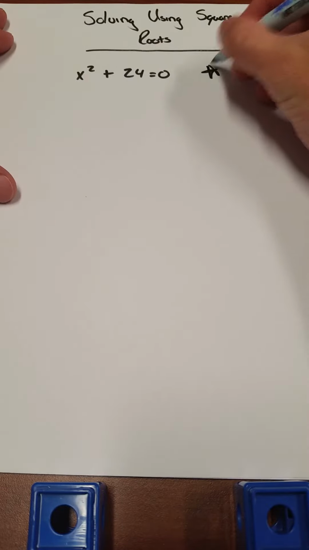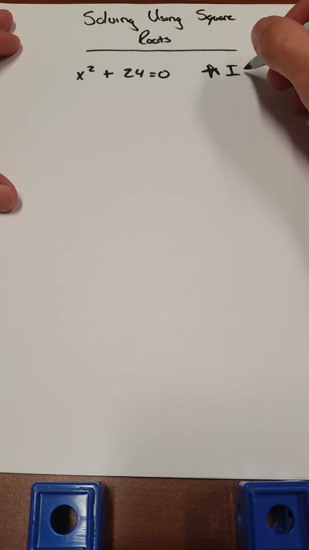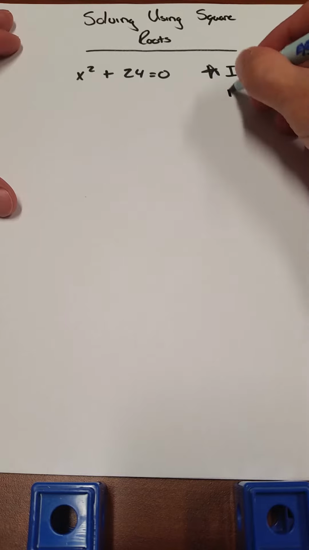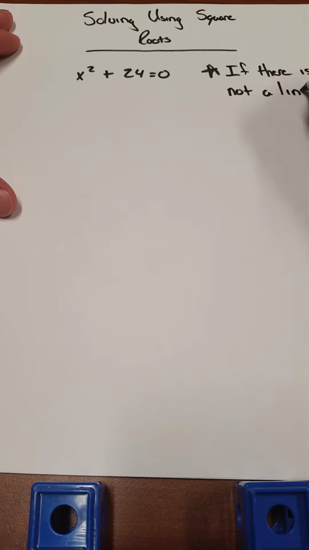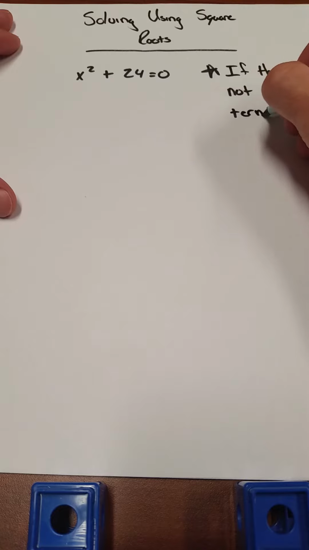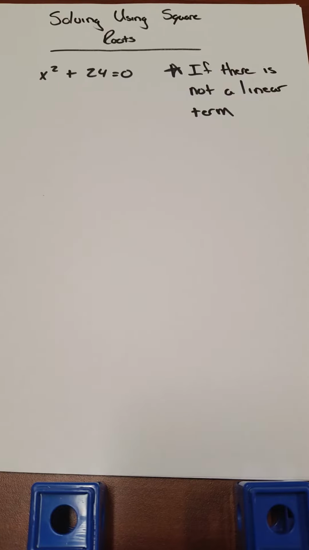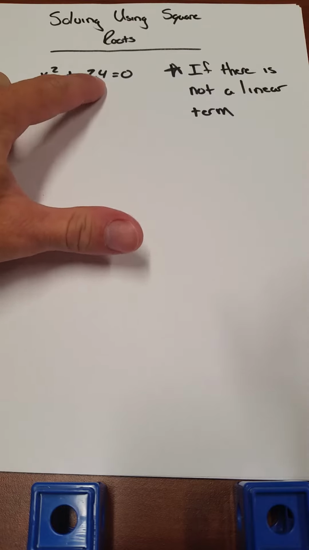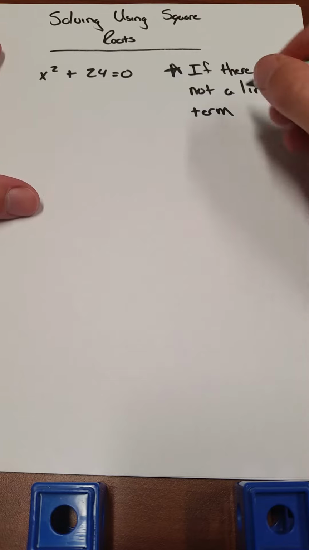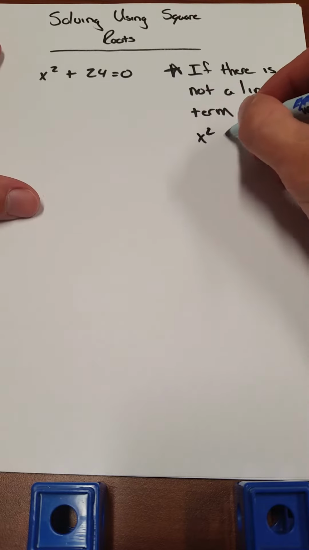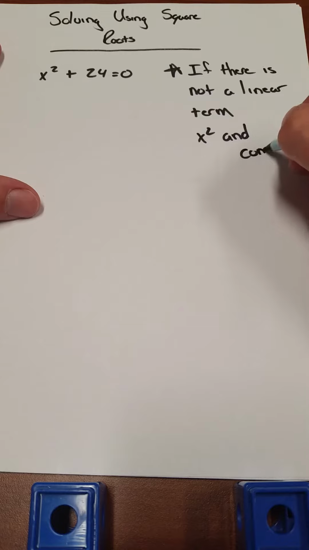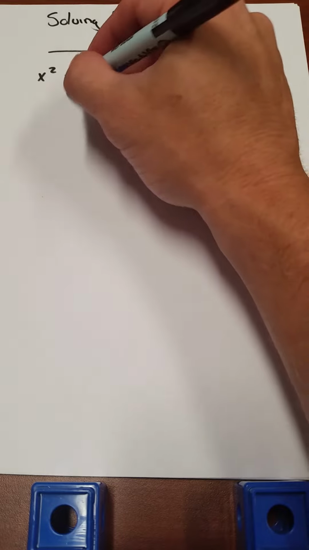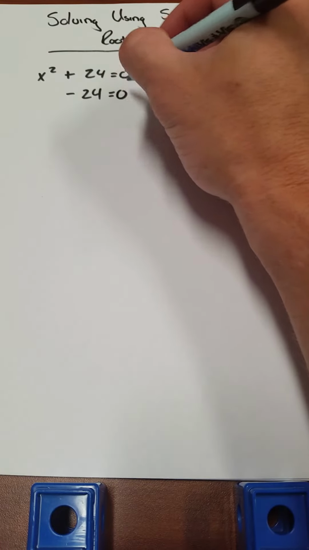This only works if there's no linear term, so that is the only time that it works. If there's not a linear term, then this works. So there's not an x sitting over here. There's an x squared, there's a constant term, so no linear term. So that just means x squared and a constant. So this is kind of one of those special cases.